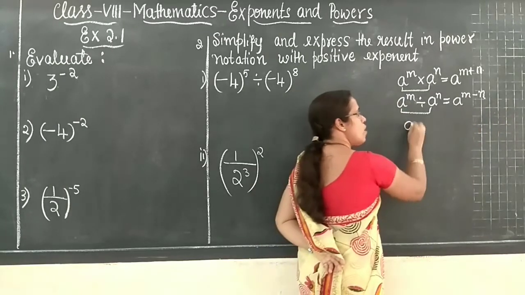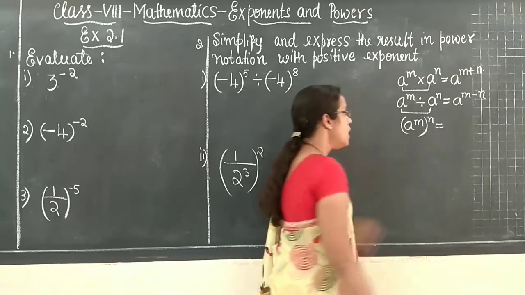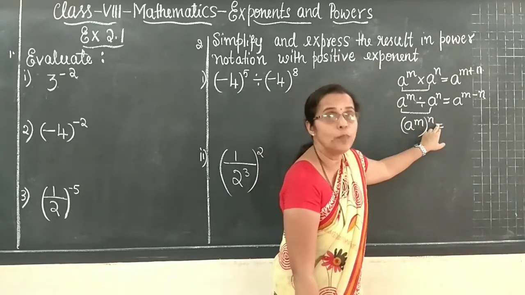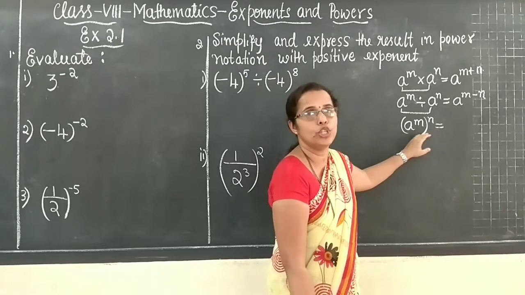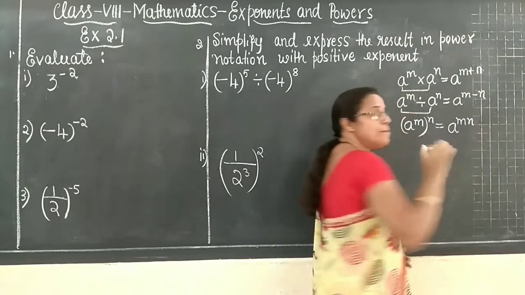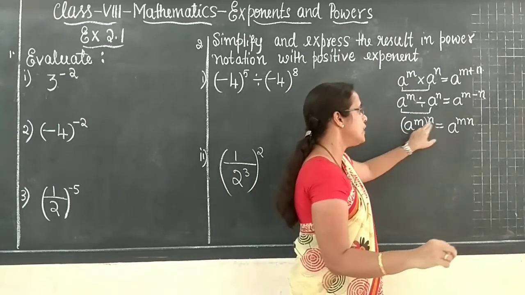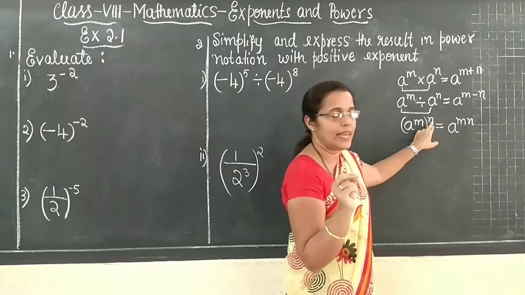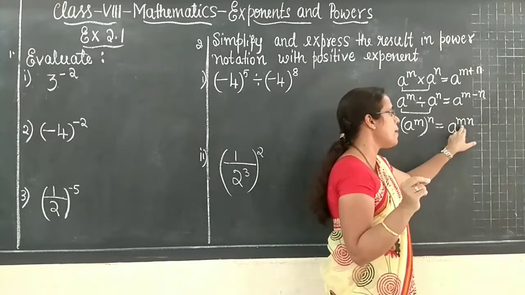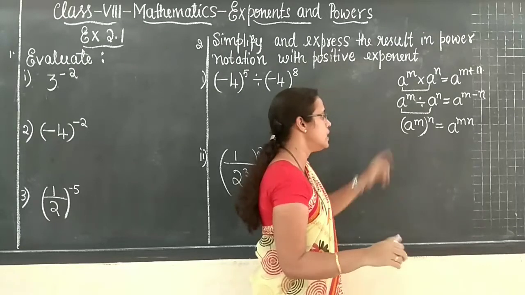That is the third law. A to the power m whole to the power n. One base, two powers are there, means what you have to do children? A to the power m into n, mn. Okay, so one base, two powers are there, means powers you have to multiply. In the sense, a to the power m into n, mn, is that right? Okay, this is third law.